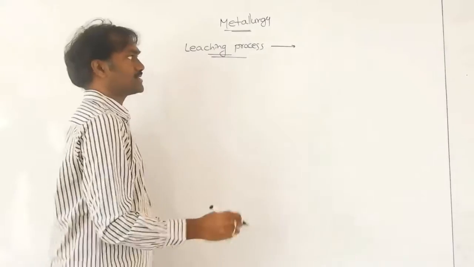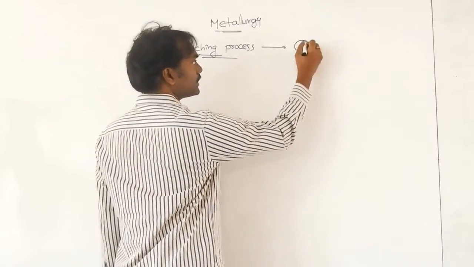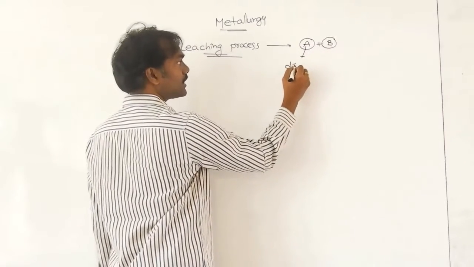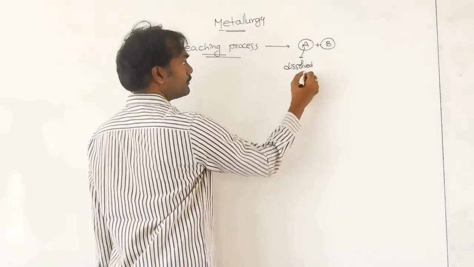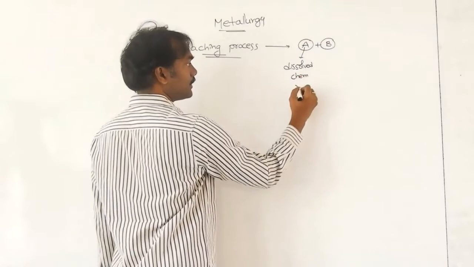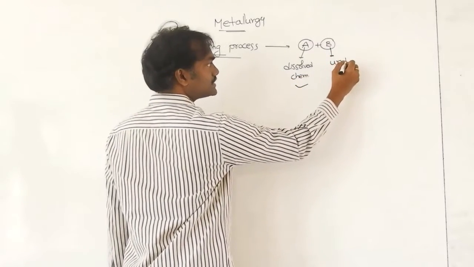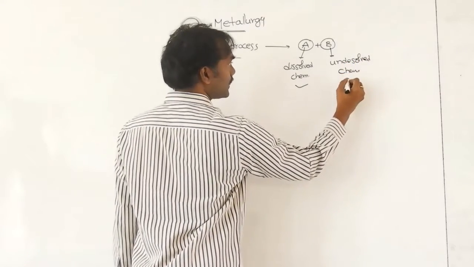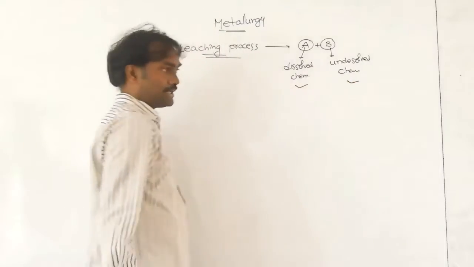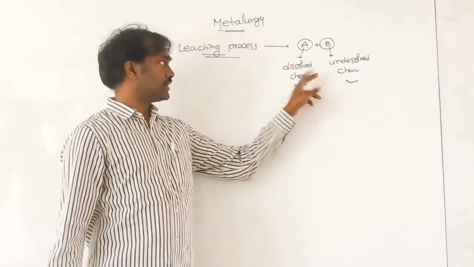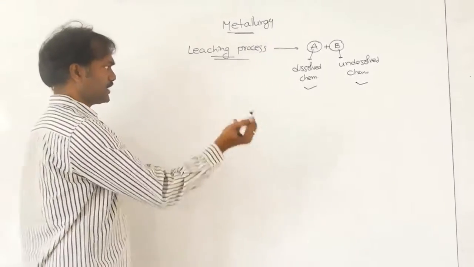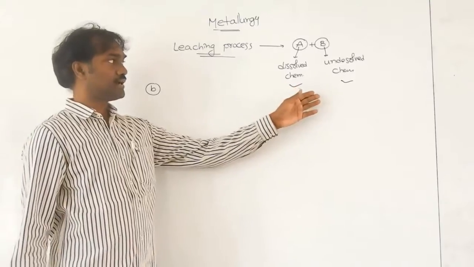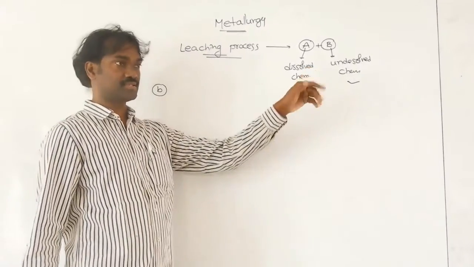What is the leaching process? If you take a metal mixture with impurity, one will be dissolved in a suitable chemical and the other will be undissolved in that chemical. That type of combination is what we use in the leaching process. The example we saw previously was bauxite, where the leaching chemical substance is NaOH.